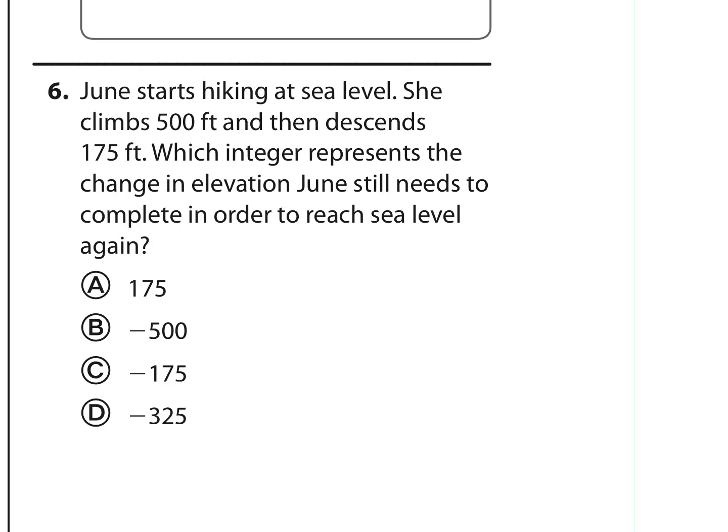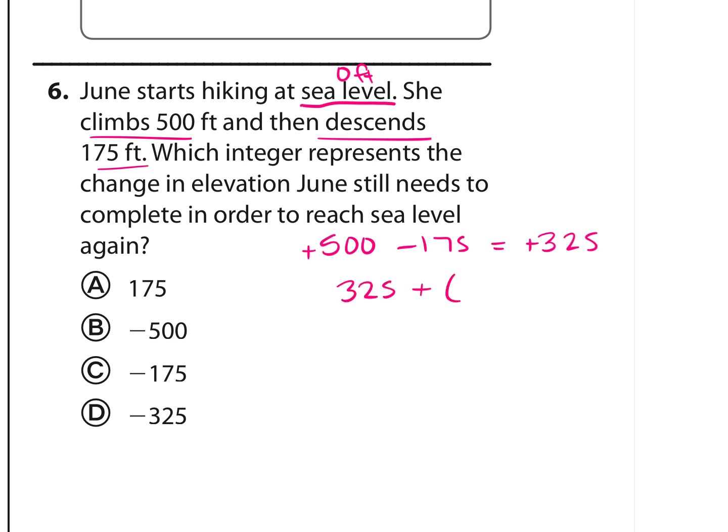Number 6, June starts hiking at sea level. First, we need to know that sea level is a height of 0 feet. She climbs 500 feet and then descends 175 feet. So that means that she is now at a positive 325 feet. Which integer represents the change in elevation June still needs to complete in order to reach sea level? So 325 plus what number equals 0? Well, that would be its opposite, negative 325.